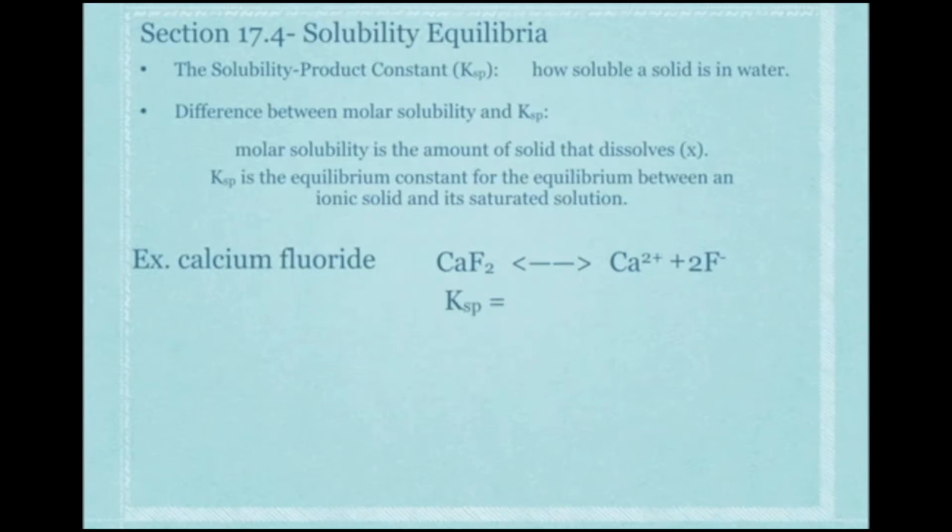So KSP here is going to be equal to the concentration of calcium ions times the concentration of fluoride ions squared, remember products over reactants. Then I might be tempted to put that over the concentration of calcium fluoride, but keep in mind that because this is an ionic compound, it's a solid, and so we're not going to include the solid there. For your solubility constant expressions, you only include your products because your reactants, by definition, are going to be solid, so we're going to ignore them.